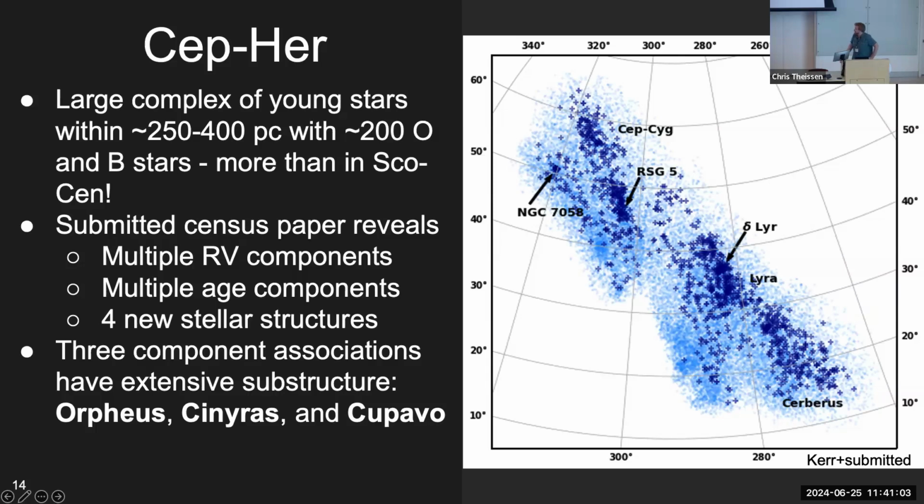the Cepher complex. And this is really an underappreciated population. It's within about 250 to 400 parsecs, with about 200 O and B stars, which automatically makes it larger than SCO-SEN on the O and B metric alone. And I recently submitted a census paper that revealed that there's actually 2 RV components in this population. And each of those RV components actually has 2 components in age as well. So for a total of 4 stellar structures. And 3 of these component structures have extensive substructure themselves. And these are Orpheus, Cineris, and Cupavo.